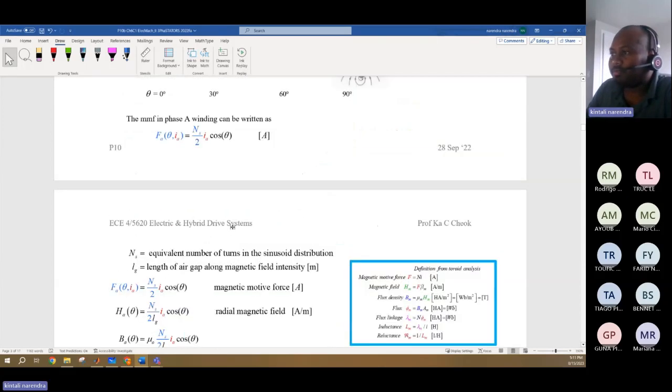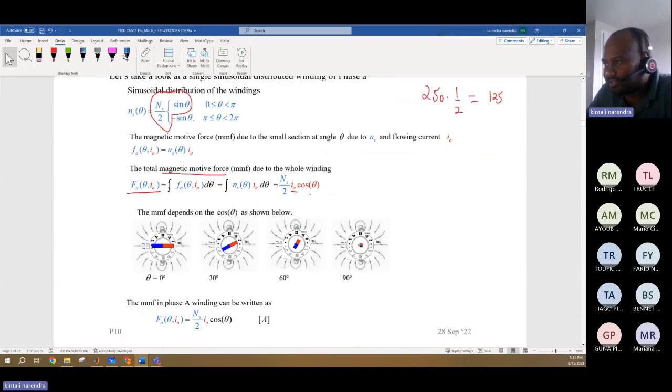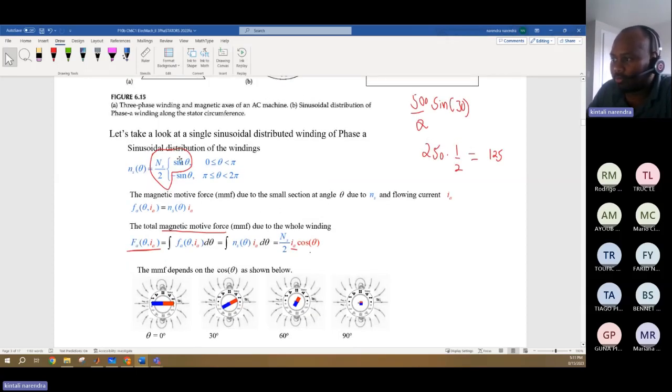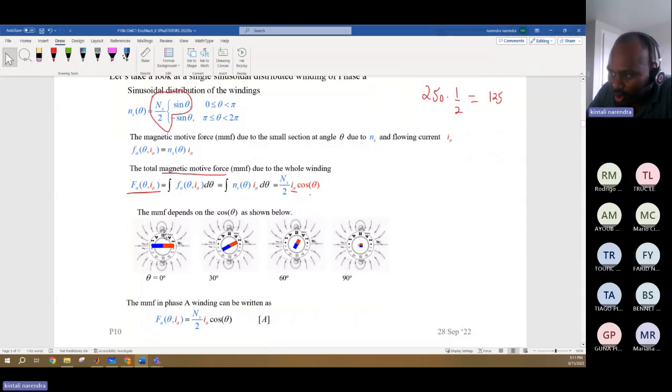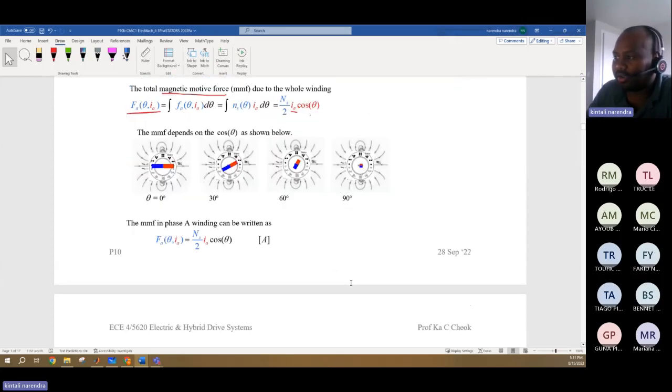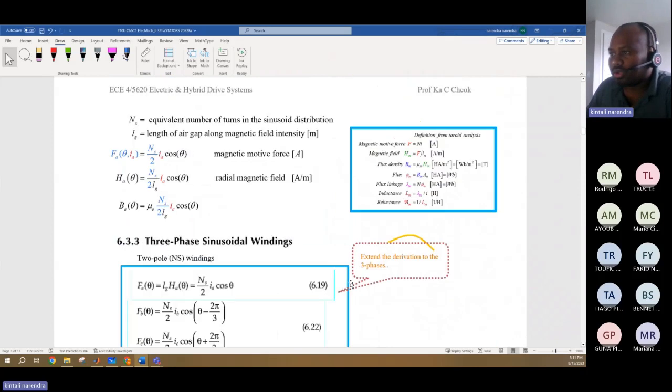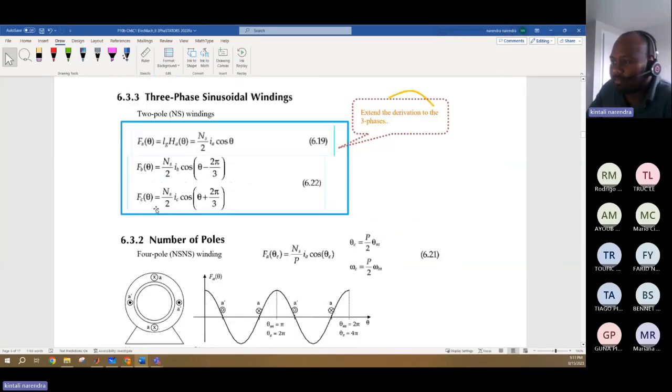Now you have the magnetic motive force, which is an integral because this is at one particular moment. Later you integrate it for the whole slot, from 0 to 180 degrees. Once you find the magnetic motive force, you can find the magnetic flux B, which is given by ns by 2, L is the length, ia into cos theta. Again, this is the magnetic force.